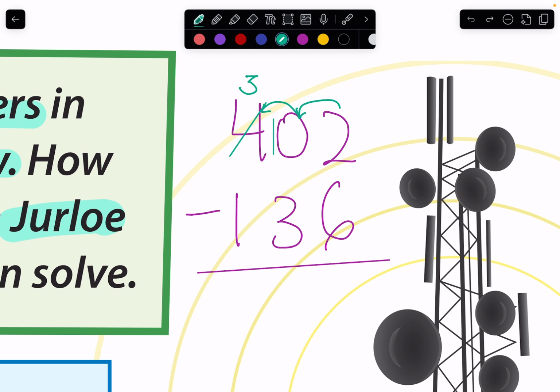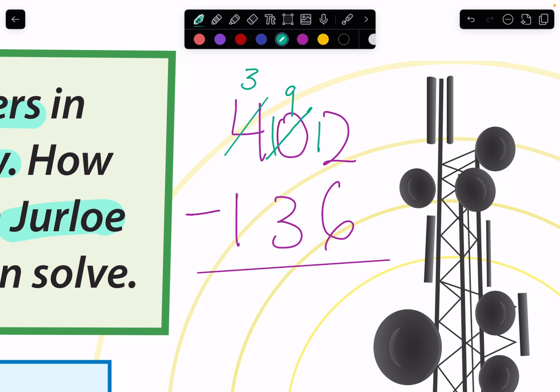I'm going to model this one more time as double borrowing is still a little new to us. 2 minus 6. You can't do it. So I'm going to go to the 0. The 0 has no value to lend. So I'm going to go to the 4. The 4 does have value. So it will turn into a 3, to a 10, 9, and then 12. Now let's subtract.